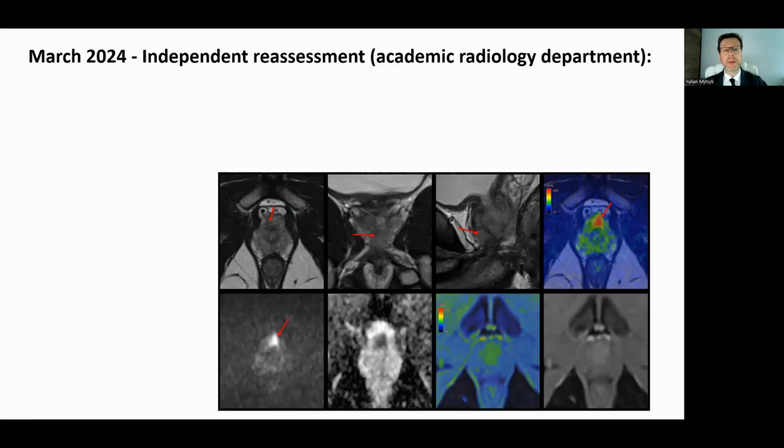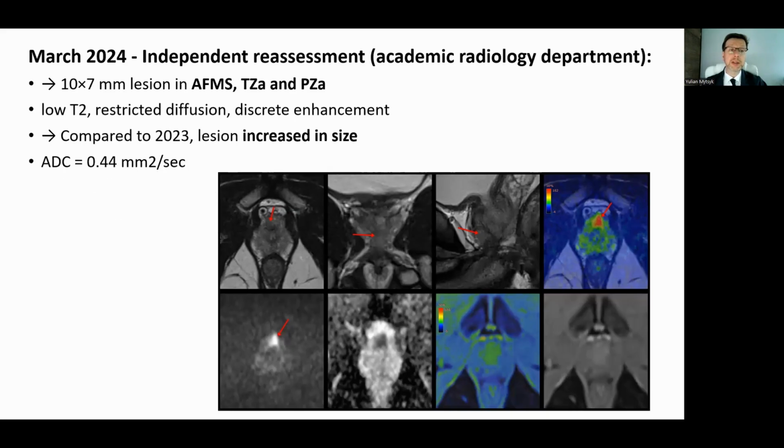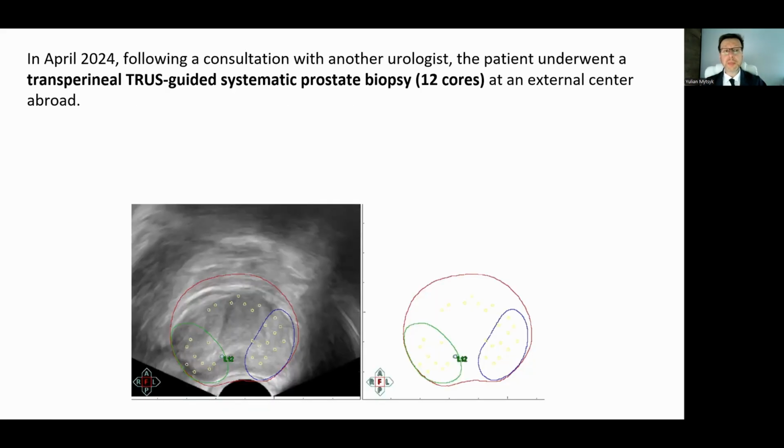Again, based on this MRI data, the findings were independently reassessed in our center. And again, the lesion was observed in the anterior fibromuscular stroma and anterior segments of the peripheral and transition zone. The lesion had increased in size, and the ADC value had decreased compared to the previous MRI. So again, the lesion achieved PI-RADS category 4.